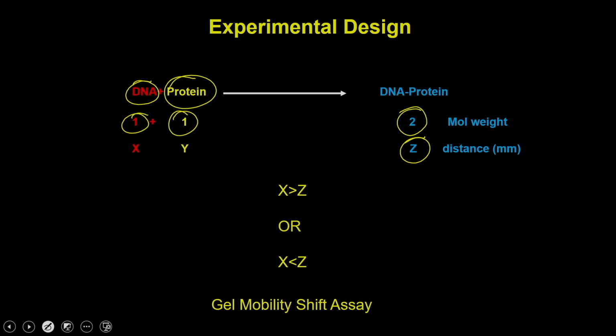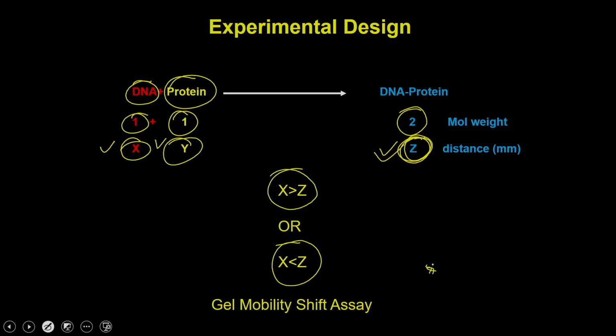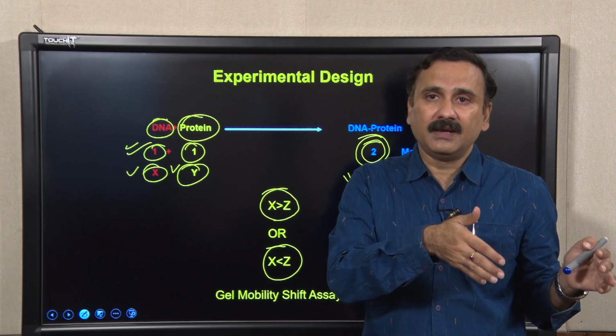So you can imagine that if the DNA is of X molecular weight, the protein is of Y molecular weight. If the DNA runs for the X distance, the protein runs for the Y distance, and the DNA-protein complex runs for the Z distance, then is X bigger or smaller than Z? In this case X is going to be bigger than Z, because Z is of high molecular weight, 2 units, whereas the DNA is 1 unit. So Z will have less electrophoretic mobility compared to the DNA alone.